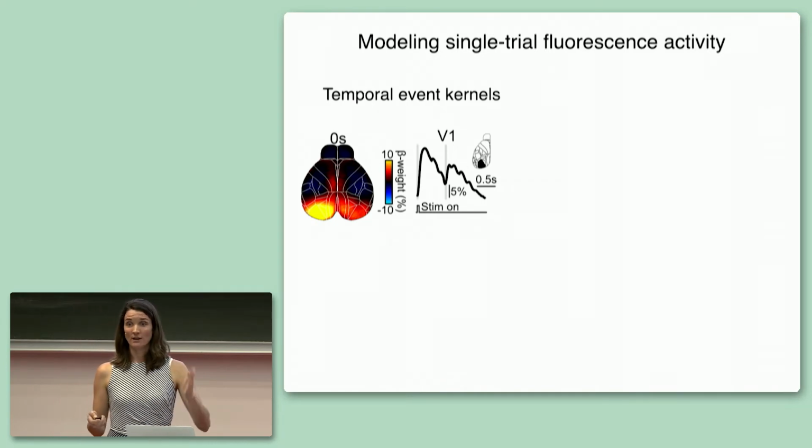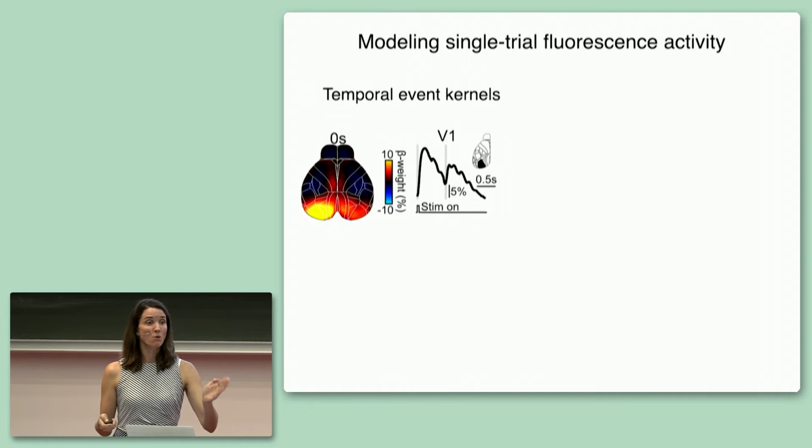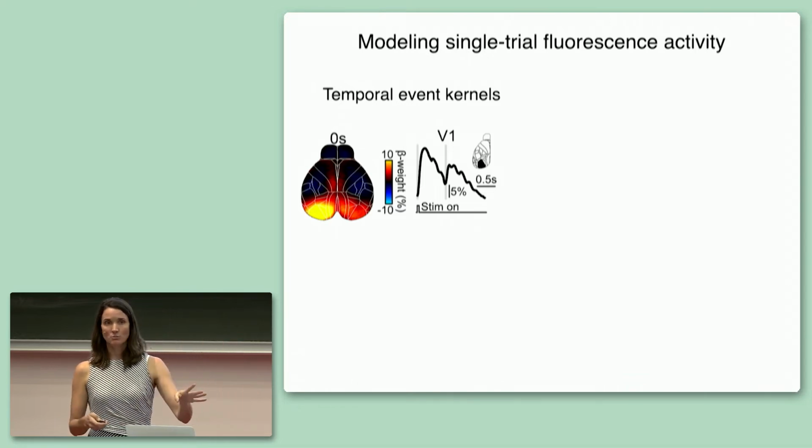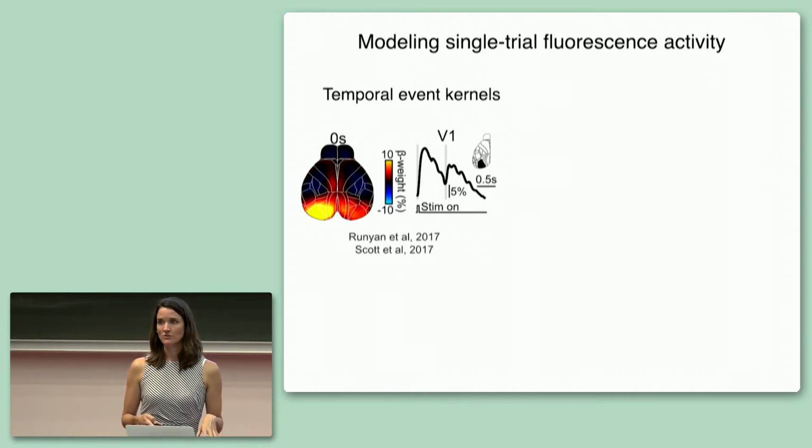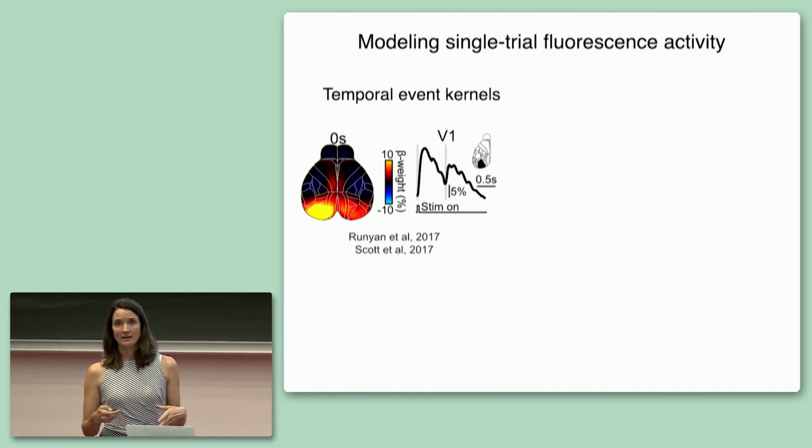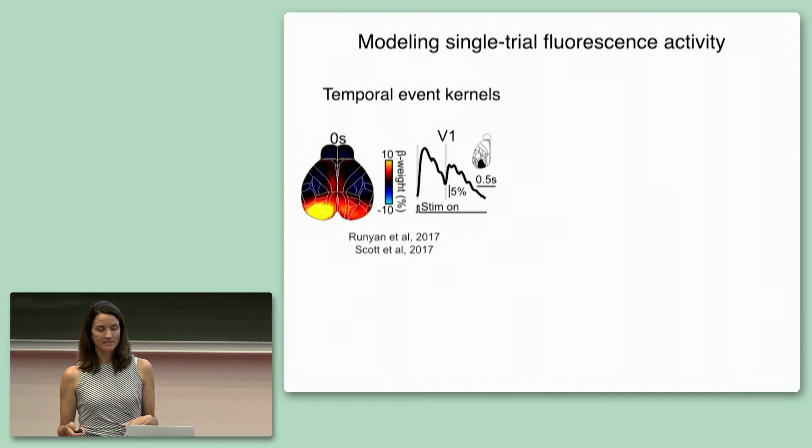These are really useful if you have events that are occurring at discrete moments in time, like the onset of the visual stimulus, a lick, and so on. And these are probably familiar to many of you. They've been used fairly successfully in electrophysiology and imaging data previously from the mouse, and are also quite popular in fMRI.